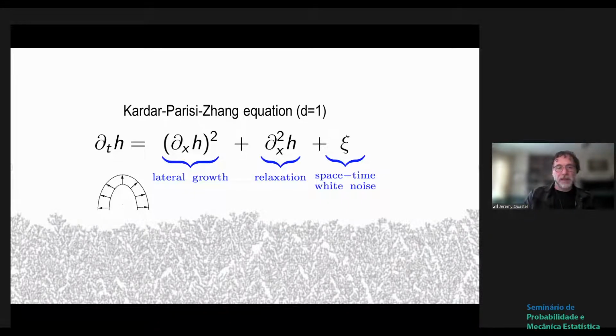And if I was better at simulations, I would now show you a computer simulation of the KPZ equation. But I'm not very good at that. But what I am good at is watching the Weather Channel.